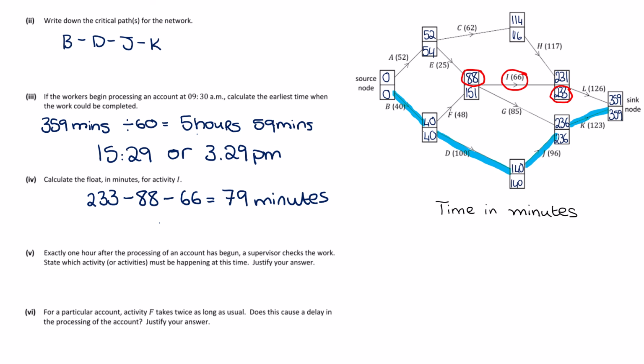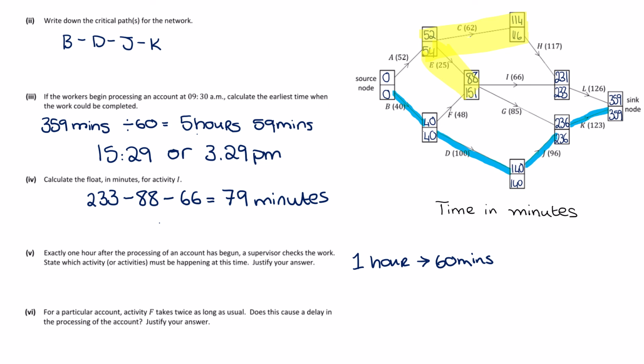So 1 hour, we're talking 60 minutes. If we then have a look at our graph and ask what could be happening in 60 minutes, think about what is starting just before 1 hour. C here is a valid possibility because it starts at either 52 or 54, so the earliest start time is going to be 52. E is the same.